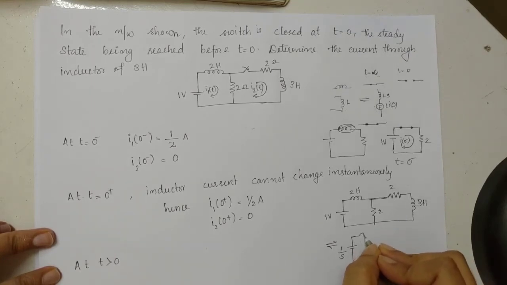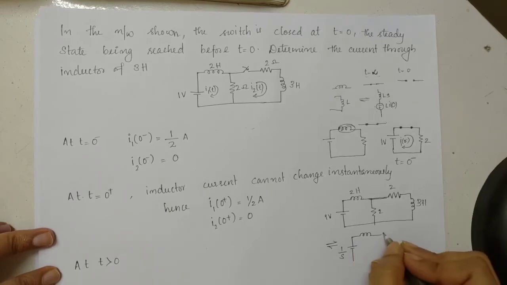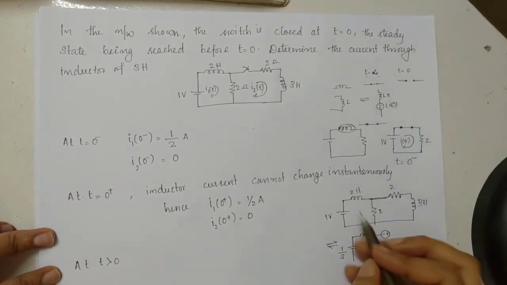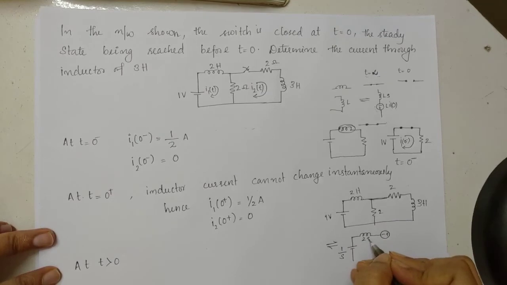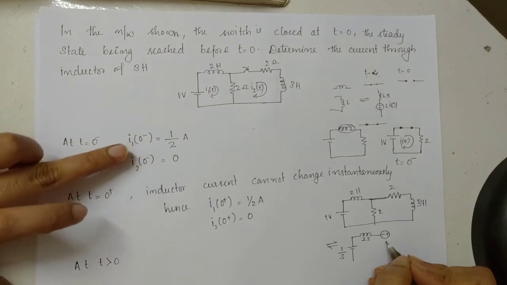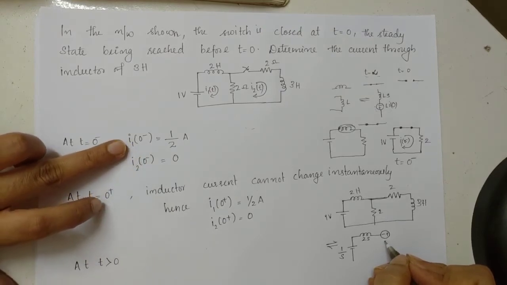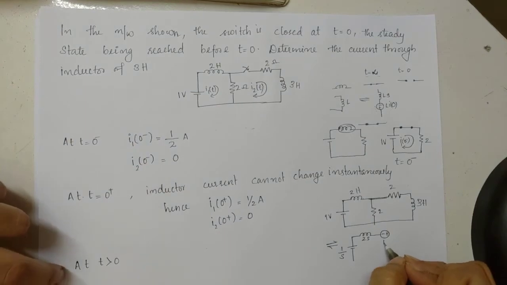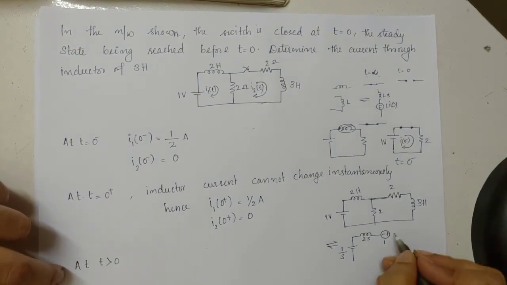Now the 2 henry inductor has a steady state initial value, so a voltage source with minus-plus polarity will appear. Here the value is L into s, L is 2, so 2s. And here the value is L into I0, where I0 is I1 of 0, which is this branch current I1. So I1 of 0 is 1 by 2 into L, that is 1. So the value is 1.